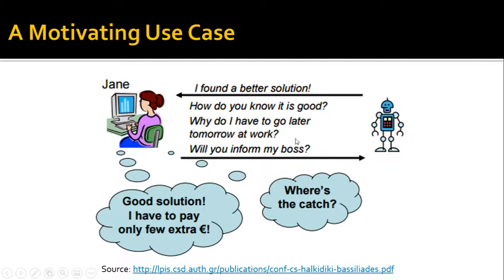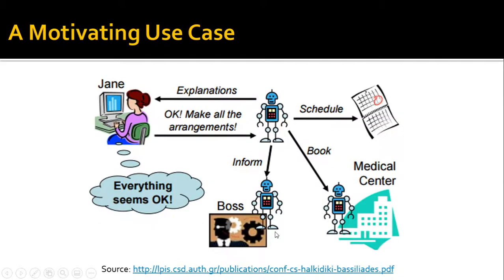And it provides the explanation to Jane, and Jane is happy to see that she has to pay only a few extra pounds, and then Jane asks the agent to make all the arrangements after she receives the explanation, right? So first, what Jane's agent does is mark the schedule on Jane's calendar, inform the boss's agent, and book the medical center through the agent of the medical center, right?